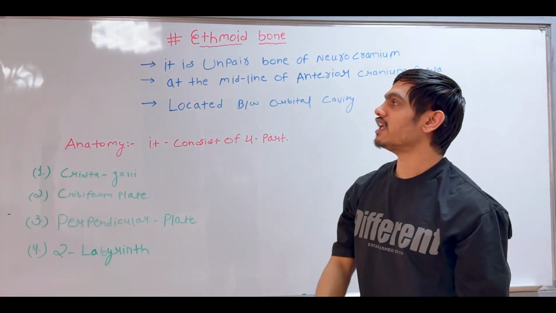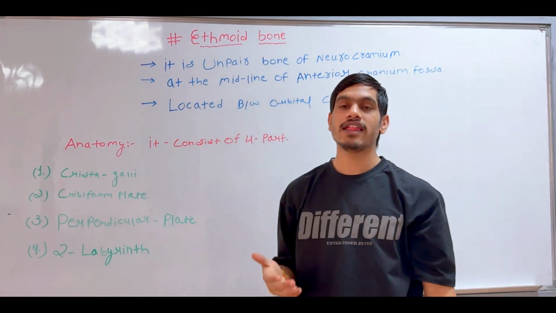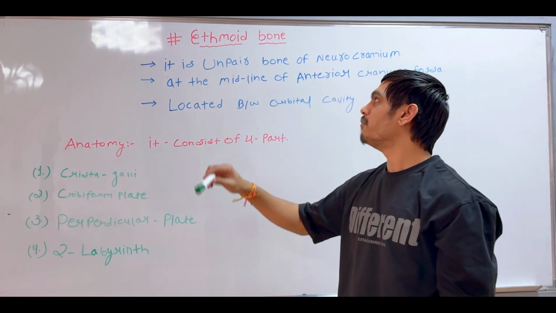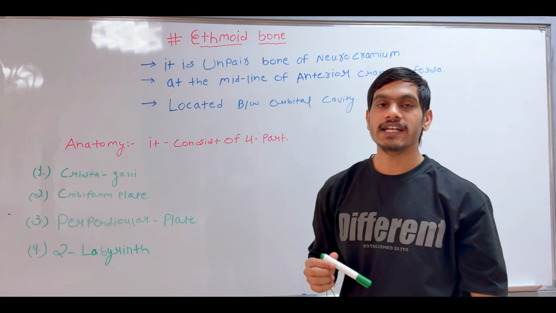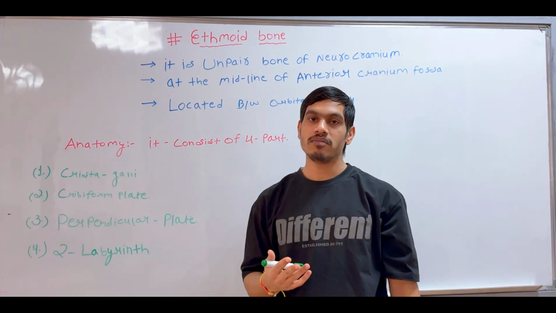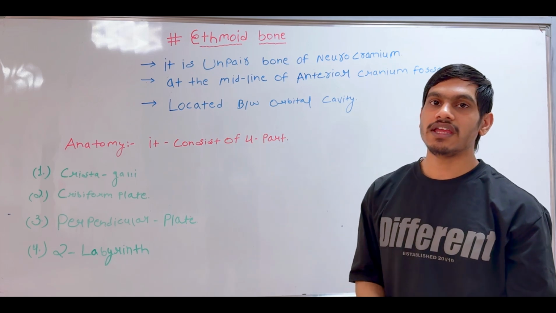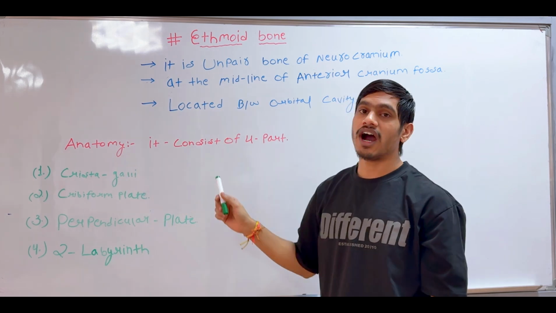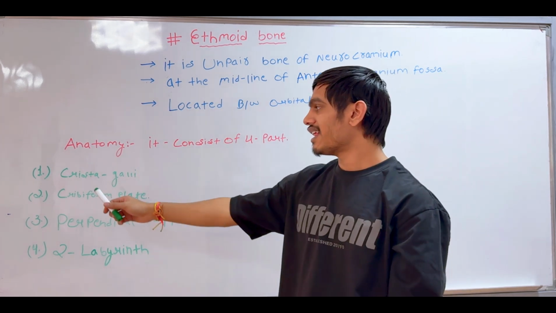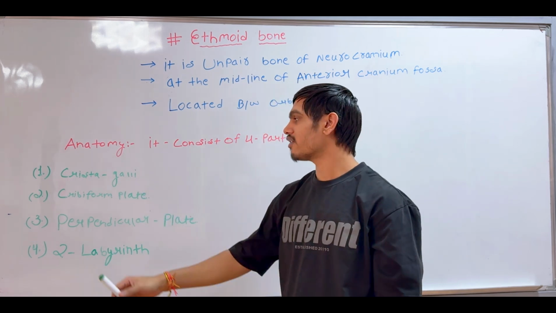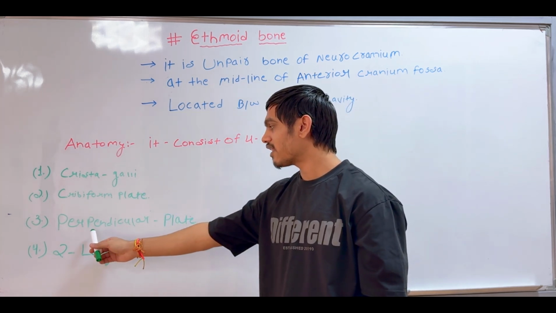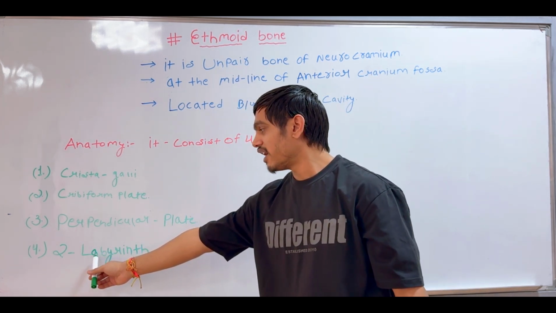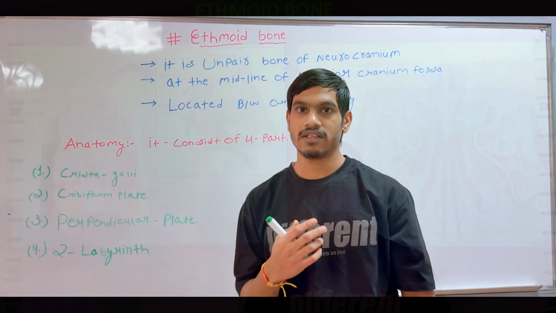So now we will see the ethmoid bone. The ethmoid bone is an unpaired bone of the neurocranium, which is present at the midline of the anterior cranial fossa, and it is located between the two orbital cavities. After that, we will see the anatomy of the ethmoid bone. So anatomically the ethmoid bone consists of four parts. First is the crista galli, then the second part is known as the cribriform plate, the third part is known as the perpendicular plate, and the fourth part is the labyrinth. It consists of two labyrinths.